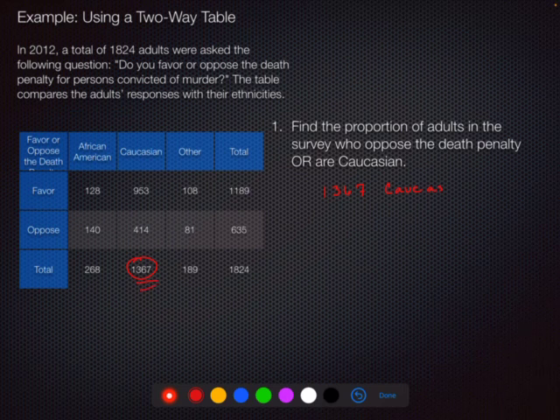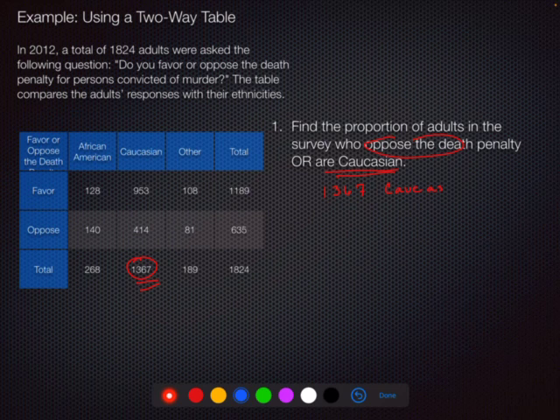So that takes care of those who are Caucasian. We have to count everybody there. Then we also want to count the surveyed who oppose the death penalty. Now we don't want to double count the Caucasians. They can be in both groups.